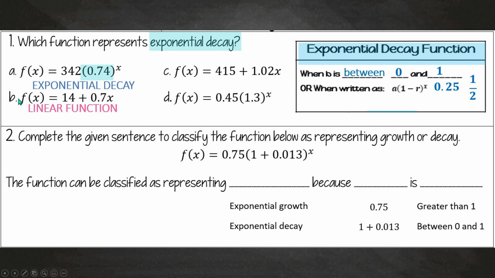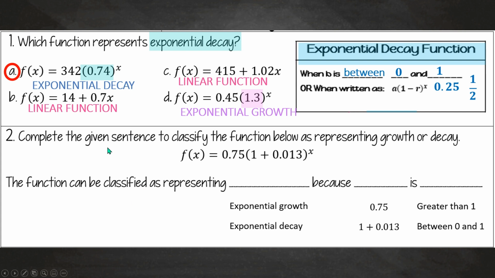When I look at option B, I see that I have a linear function. Well, this is not an exponential function because an exponential function has the x for the exponent. So I can cross out the linear function right away. And option C is also a linear function because, again, the variable x is not an exponent. And D is showing me exponential growth. So my correct answer is A.